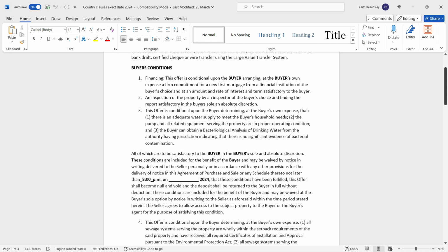And it's also an inspection of the property by an inspector of the buyer's choice, and finding the report satisfactory to the buyer's sole and absolute discretion. All this means is you're entitled to a home inspector to go and look at that house and give you a written report if that's what you want, and tell you what's wrong. This doesn't work. The roof has got problems. All sorts of different things that a home inspector is going to find.